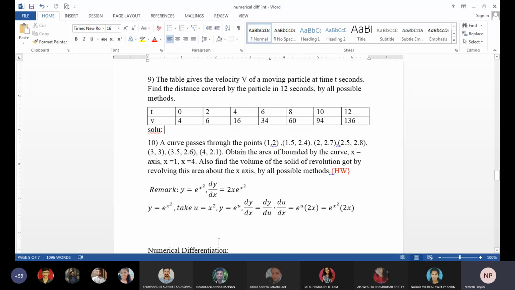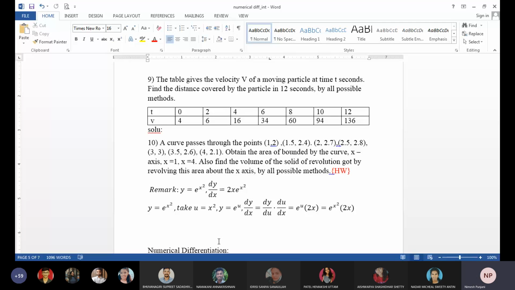I'm talking about sum number 9, right? 10 is exactly same as 8. Solve 9 and then we will stop for the day. So in sum 9, what do we have to find out? Distance. What is given? Velocity is given and time is given. Okay, we have to find the distance.